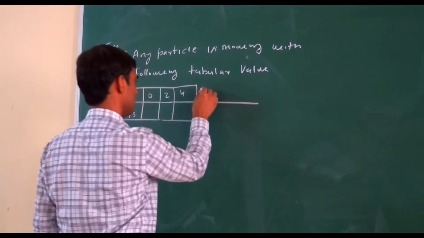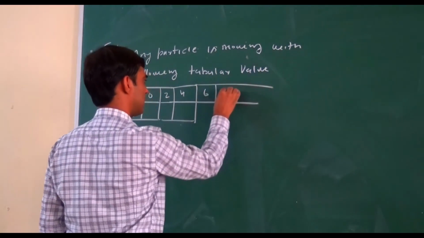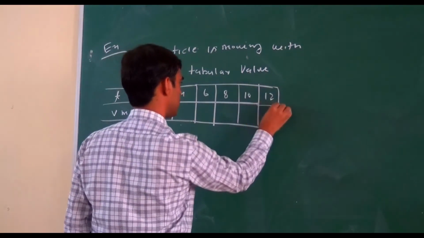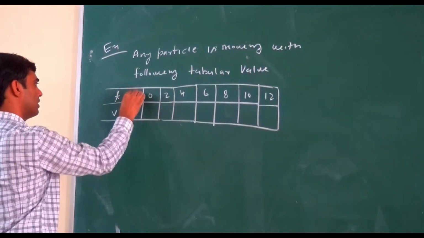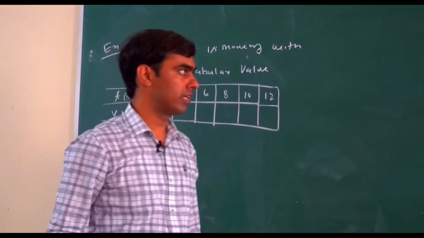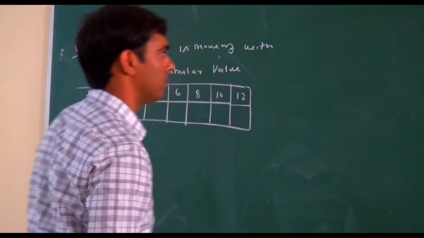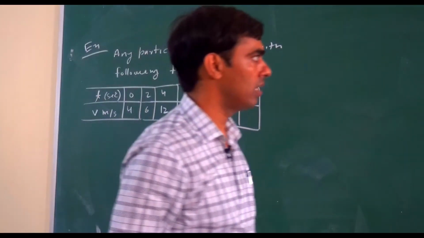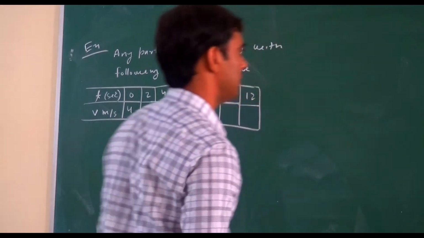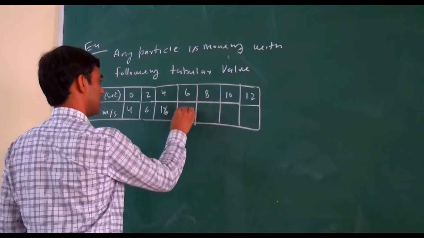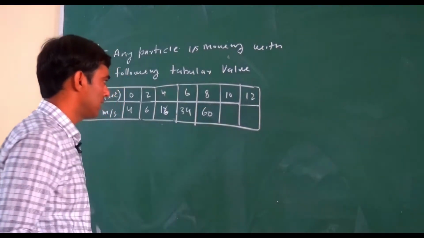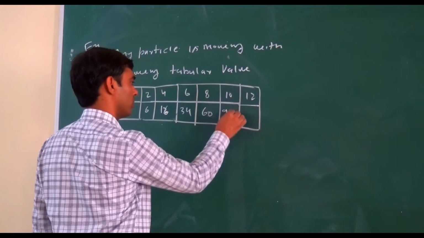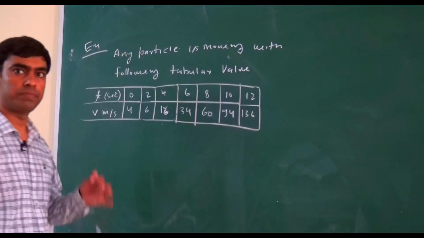4, 6, 8, 10 and 12. This is given in seconds. So what is the velocity? The velocity values we have noted down are 4, 6, 12, 16, 34, 60, 94, 136. So this is the problem.